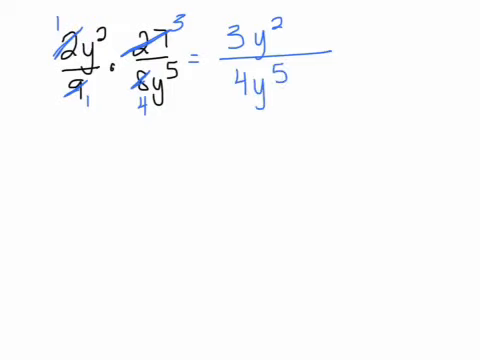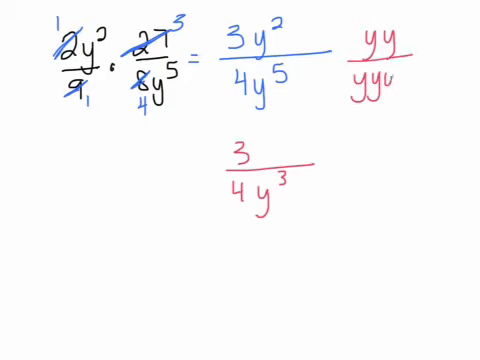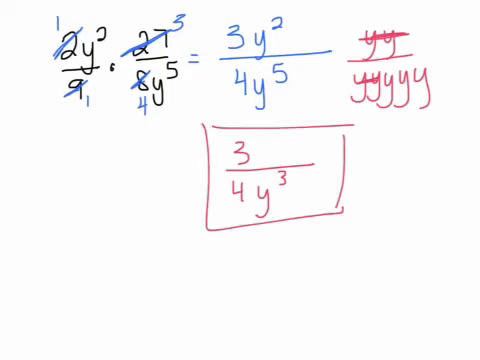Now I ask myself, do I have more y's on the top or the bottom? Well, I have more y's on the bottom. How many more? 3 more. Or you can write them out. 2 y's on the top, 5 on the bottom. I could cancel 2 with 2. That means I have 3 left on the bottom.